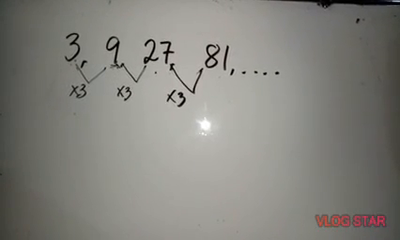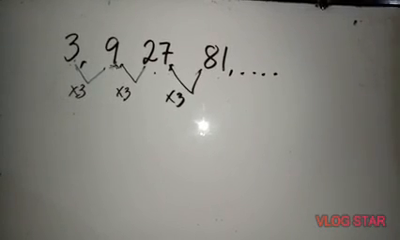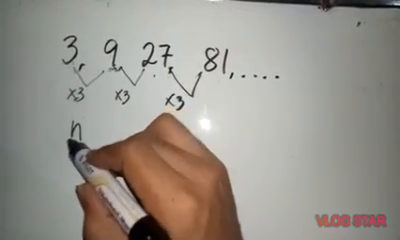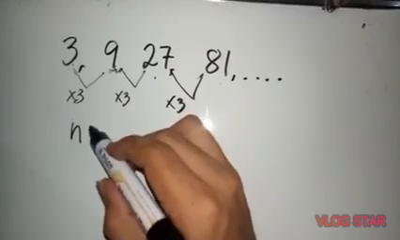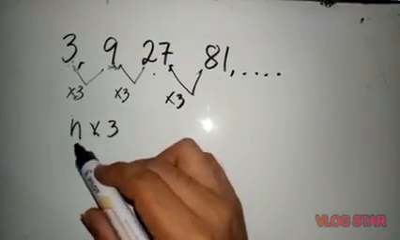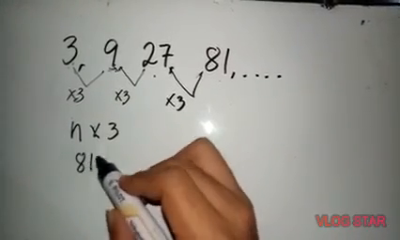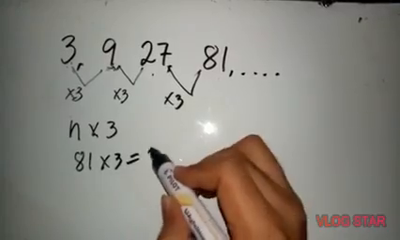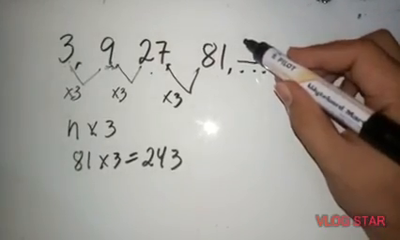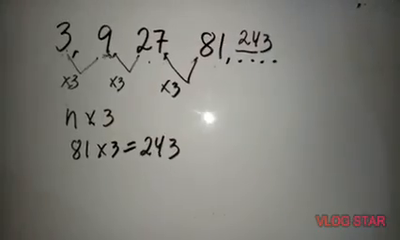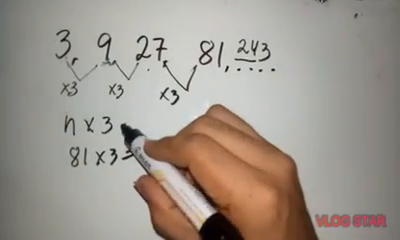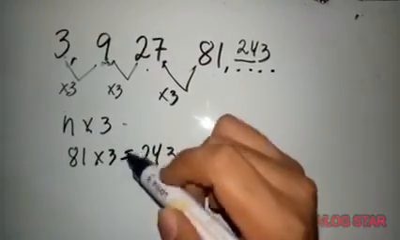So the pattern is multiplying the previous by 3. Or we can just say n, for the previous term, times 3. Let's say the previous term is 81 times 3. The answer is 243. So the next term after 81 is 243. This is the pattern rule: n times 3, or previous times 3.